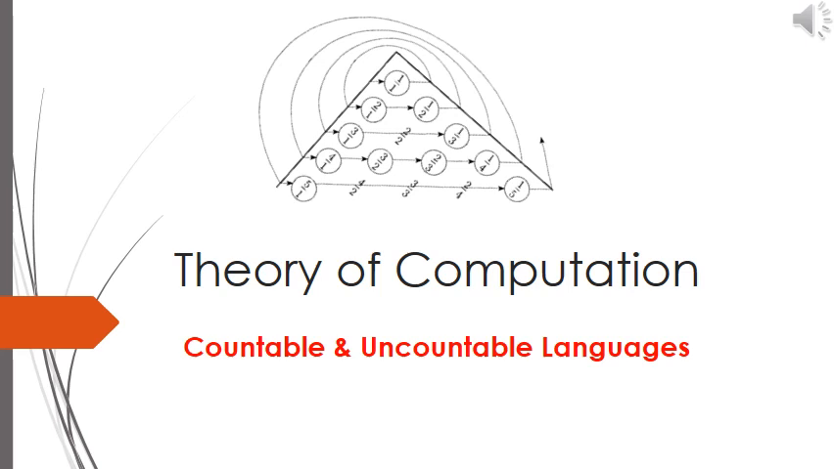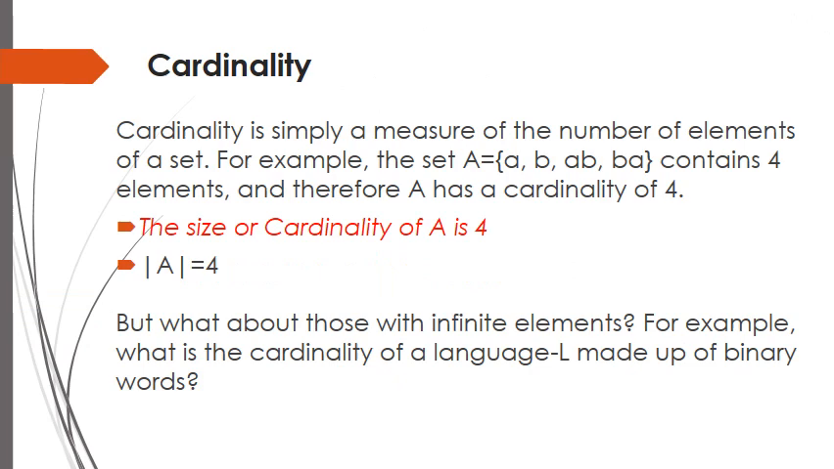This is lesson 12 in Theory of Computation. We go on to the decidability chapter. In this lesson, we will talk about countable and uncountable languages. We must first begin by defining the term cardinality.